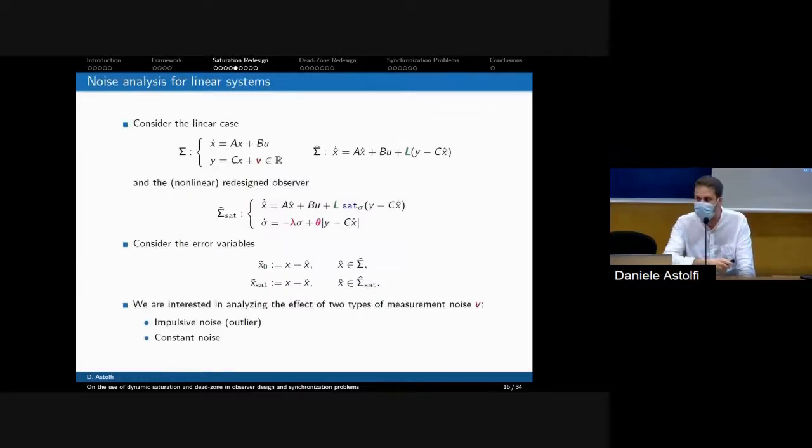So let's make this simple noise analysis for a linear system. We consider a linear system, okay, a linear plant. We consider a Luenberger observer, linear, and we apply our idea of a redesign with the saturation and the sigma saturation level. And we put in this scenario in which we consider the initial condition of the estimation error to be 0. So we suppose that we perfectly know the initial condition. We put it at 0, and we apply an impulsive measurement noise to see what happens and to try to compare the difference between the original observer and the redesigned one. And we will also analyze the constant noise case.